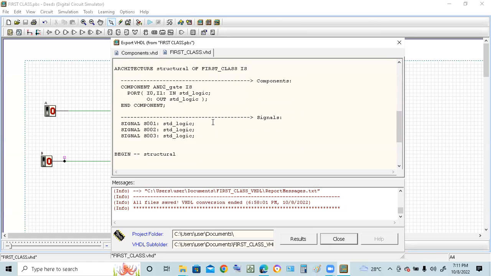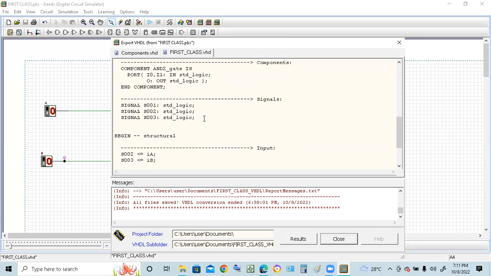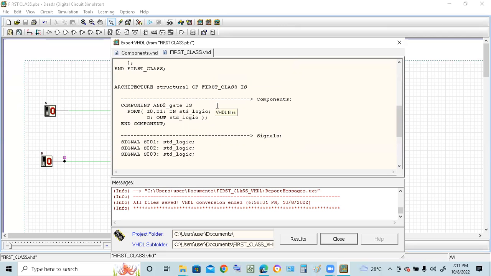All right? So the architecture can be straightforward as well as it can have components in it. And you have different types of architecture. You have sequential architecture, you have behavioral architecture, and you have structural architecture, right? So architecture is a keyword. Structural is user defined, and it must have "of", and we're dealing with the first class. Where's the first class? The entity. So it's architecture, and the architecture has a name, and I want the architecture to deal with the entity. And what's the name of the entity? First class. Right, so you say architecture structural of first class is, and you tell it what you want the first class to do.